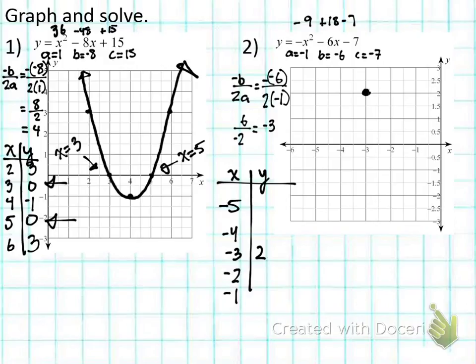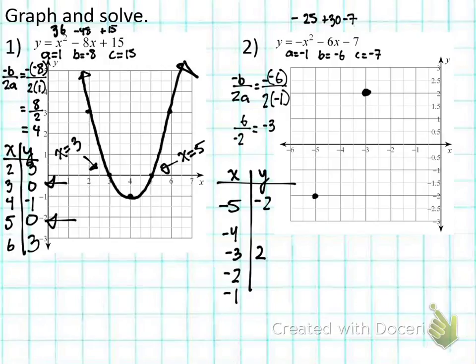Okay, that's where my vertex is. So I'm going to plot that point while I'm at it. Next one, I'm going to go to negative 5. I'm going to plug negative 5 in to the original problem at the top. Negative 5 squared is 25, but I have this negative sign I have to bring up, so it's negative 25. Negative 6 times negative 5 is positive 30, minus 7. Negative 25 plus 30 is 5. 5 minus 7 is negative 2. So I'm going to plot that point here.